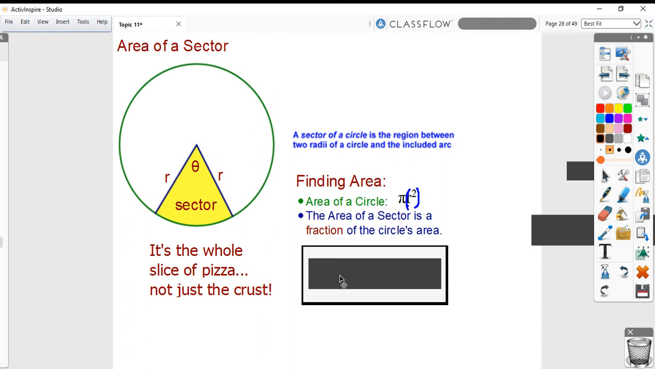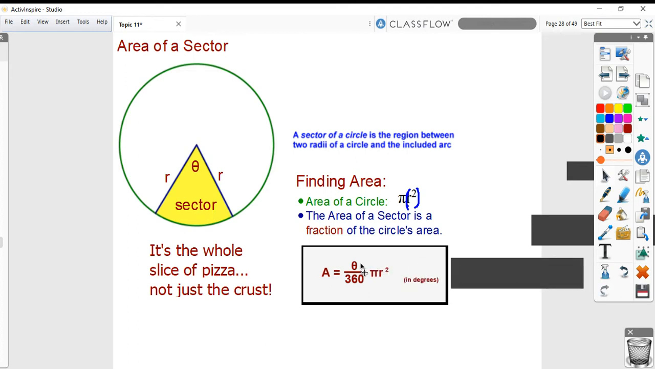So the way we do that is we find a central angle fraction, just like we did before. Theta divided by 360, the central angle divided by 360, and then multiply that times pi r squared. We multiply that times the area. So we take the central angle fraction and multiply it times the area, just like we did before when you took that fraction and multiplied times the circumference.